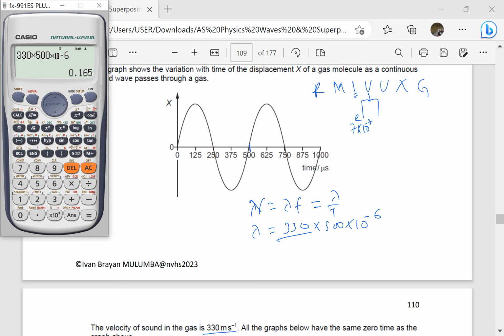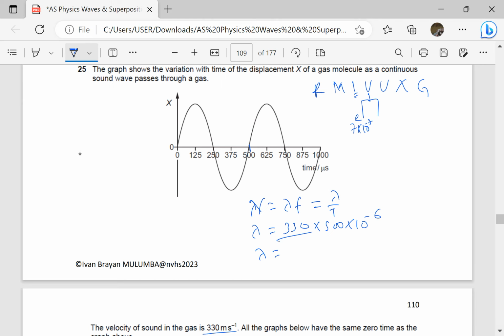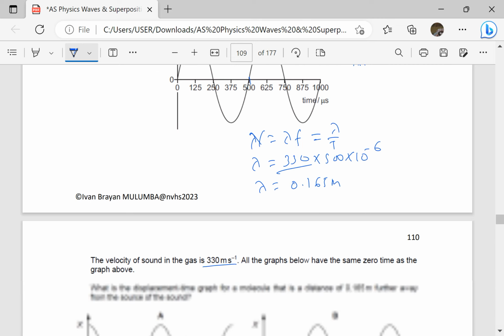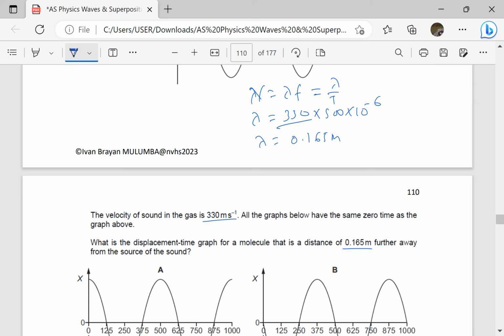So they are giving us a wavelength, 0.165 meters. That's the wavelength. So the question is, what is the displacement time graph for a molecule that is a distance of 0.165 meters further away from the source of the sound? So it means 0.165 meters is one wavelength.